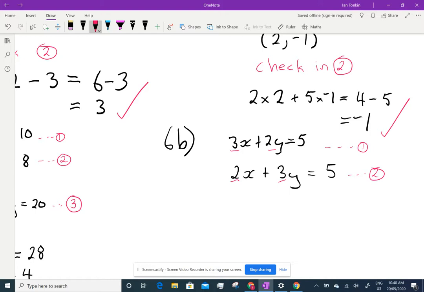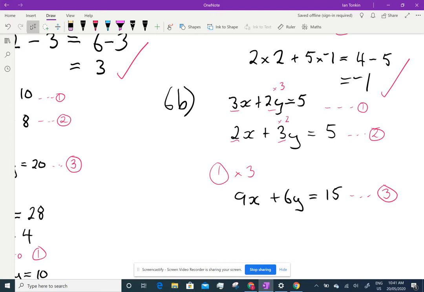So to make the y's the same, I need to multiply that by 3, and I need to multiply that by 2. And that'll make them 6y. So I'm going to take equation number 1, multiply it by 3, and watch what happens. I multiply everything by 3. 3 times 3x is 9x. 3 times 2y is 6y. And 3 times 5 is 15. And now that's my equation number 3.